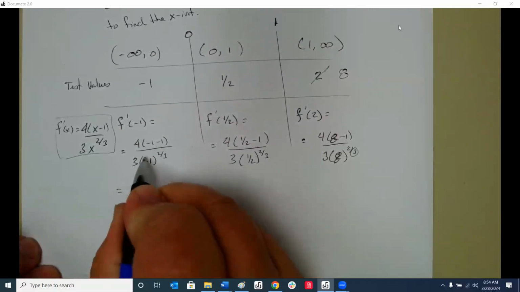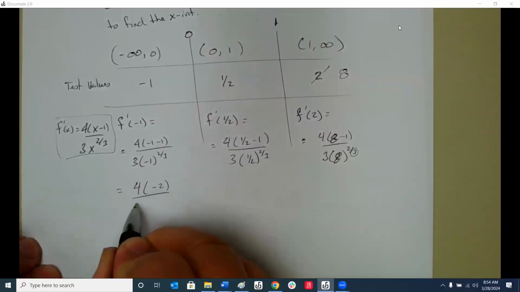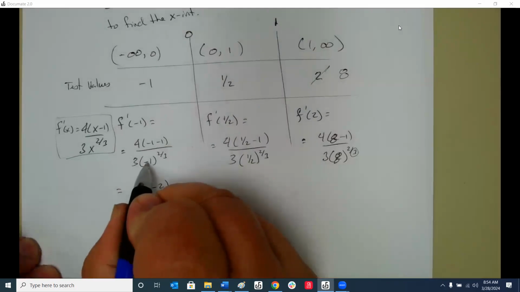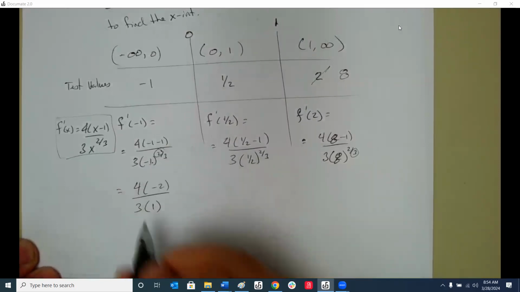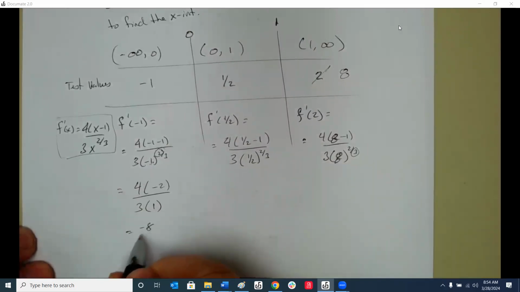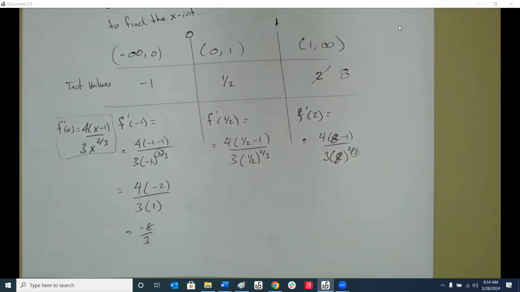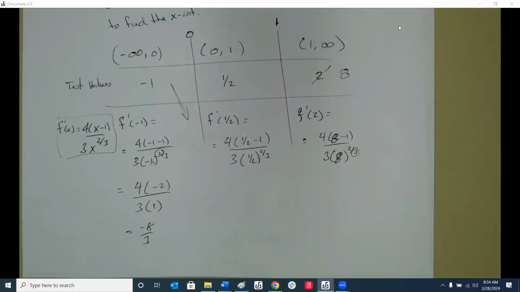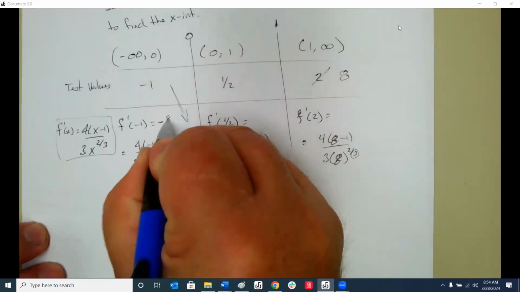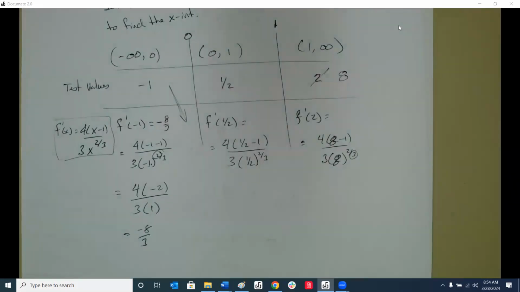So 4 times (-1 minus 1) is -2. The cube root of -1 is -1. -1 squared is 1. So it's -8 over 3. So on this side, the graph is going down. It's -8/3, which means it's going down.